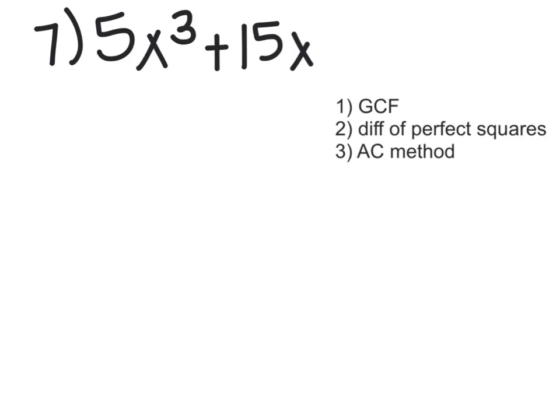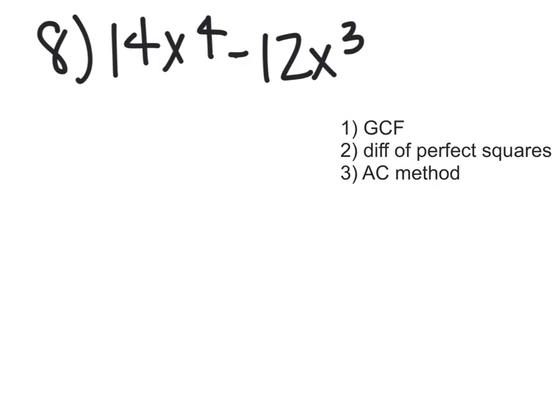I have 5x to the third plus 15x, so the first thing I'm going to do is look for a greatest common factor. So I need to figure out if 5x to the third and 15x are both divisible by something. Well, I notice they're both actually divisible by 5, so if I were to prime factor this, 5x to the third is 5 and then 3 x's. And then 15 is 3 times 5, and then an x. So I'm looking for what they have in common.